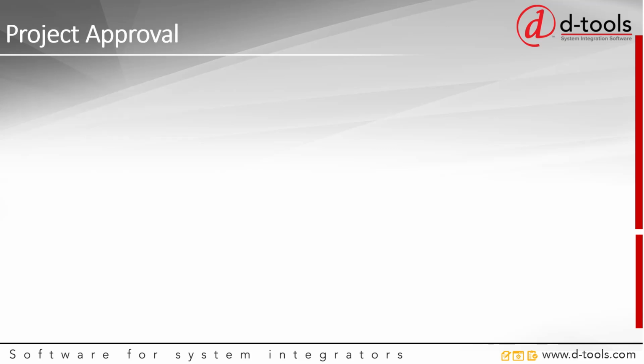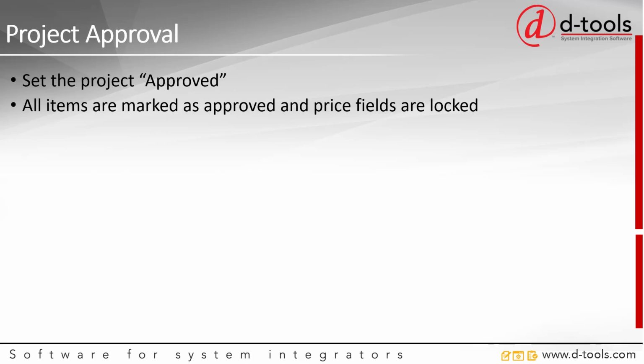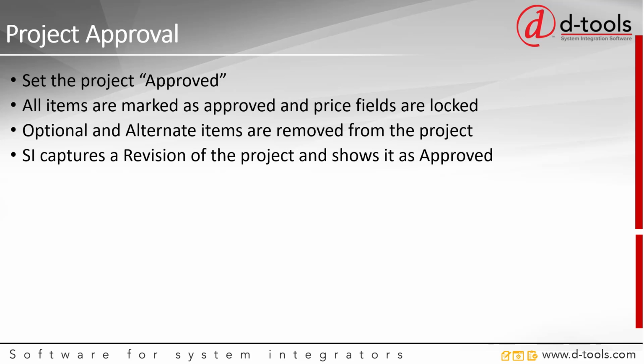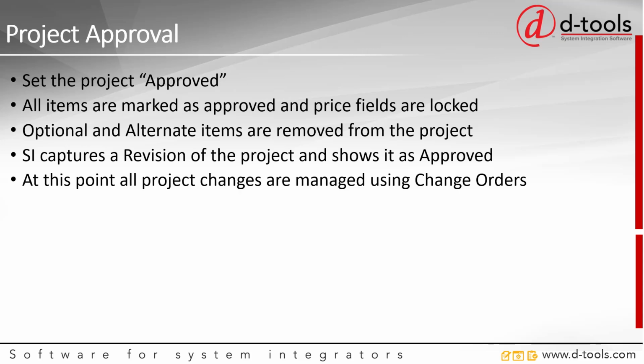Let's define project approval. When your customer approves your proposal, you'll go ahead and set the project as approved. When you do this, all items are marked as approved and price fields are locked. Both optional and alternate items are removed from the project, and SI will capture a revision of the project and show it as approved in your revision window. At this point, all project changes are managed using change orders.